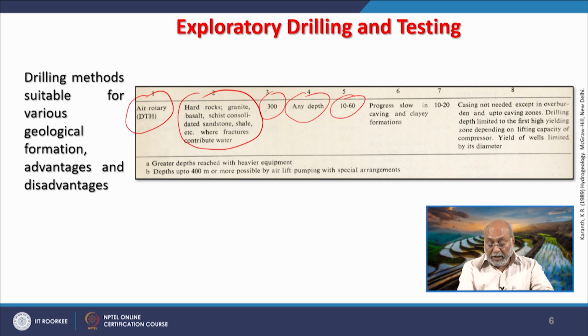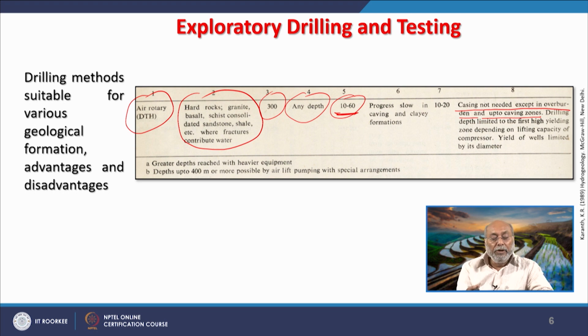And if there are problems with caving and clays, of course, it is hard rock, so no casing is required except in overburden or up to caving zones. So, in the top part which is weathered and fractured, only in that part might casing be required. Drilling is limited to the first high yielding zone, because there is no use of going deeper and deeper. That is why here the depth is only 10 to 60 meter, because in the consolidated section below the weathered and fractured part, it will not have water.